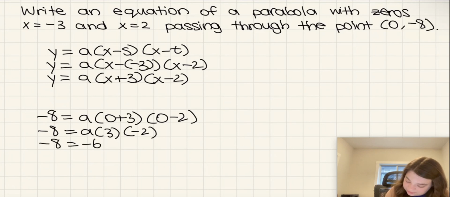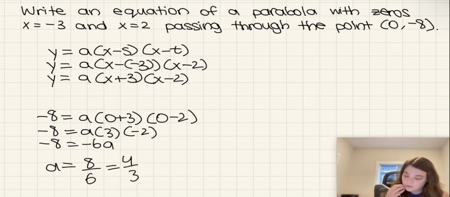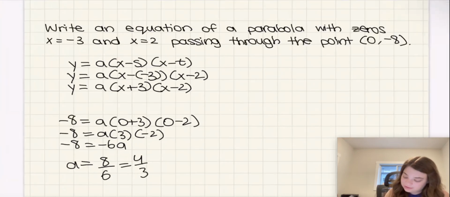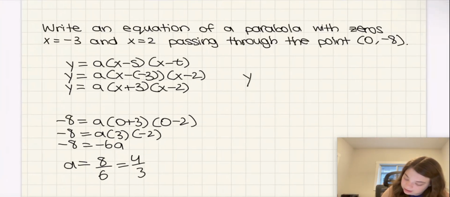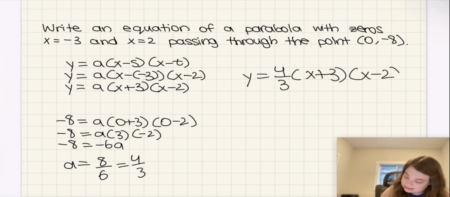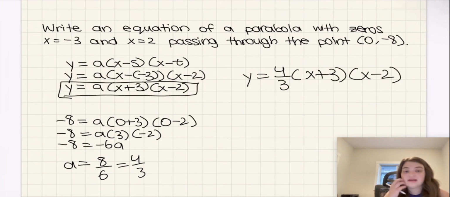-8 is equal to -6a, which means that a is equal to 8/6, which is the same as 4/3. And so therefore my final answer here is y is equal to 4/3 times (x plus 3) times (x minus 2), right? Because again, we're going back to this step and rewriting it, except this time now that we've solved for a, instead of just writing a itself, we're going to write 4/3 because that's what a turned out to be.